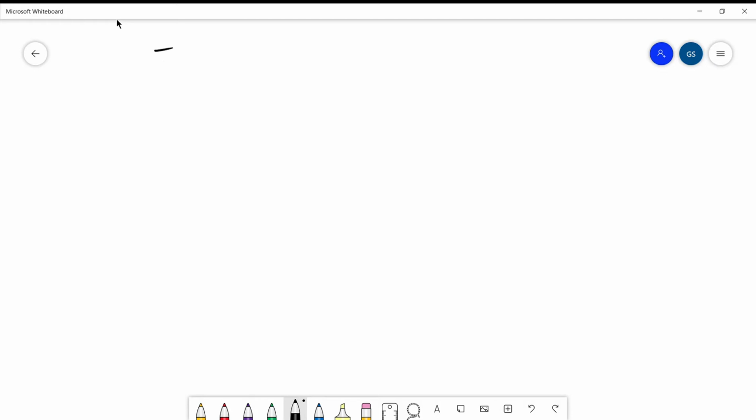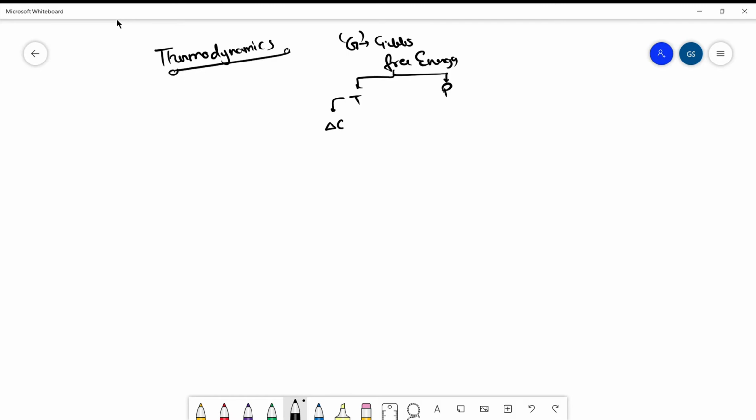We were studying thermodynamics, and in the last video we studied how G, the free energy, changes with temperature and pressure. For this we got an equation something like this, and let's see how Gibbs free energy changes with pressure. For this we have to do a small derivation.